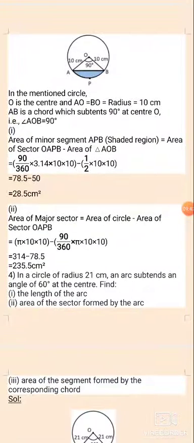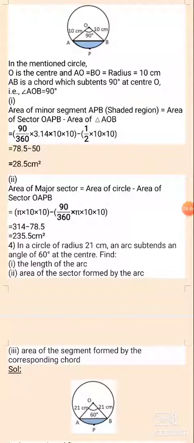Now, the next question, the fourth one. In a circle of radius 21 centimeter, an arc subtends an angle of 60 degrees at the center. Find, first, the length of the arc. Second, the area of the sector formed by the arc. Third, the area of the segment formed by the corresponding chord.